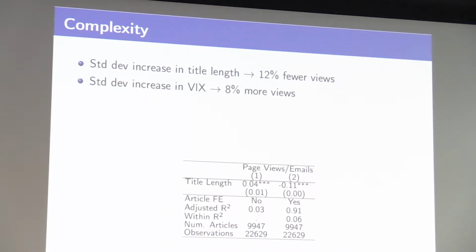It's also pretty meaningful. In terms of R squared, it explains quite a substantial amount. The within R squared is 6%, but that's a technical point. To give it a magnitude, a standard deviation change in title length is predicting about 12% fewer views. So that's a big magnitude, and again, a very robust initial result. If you benchmark that against something else, like the move in the VIX, when the VIX goes up by a standard deviation, there's about 8% more attention to articles on Seeking Alpha. So something about this title attribute matters. And the question then is what?